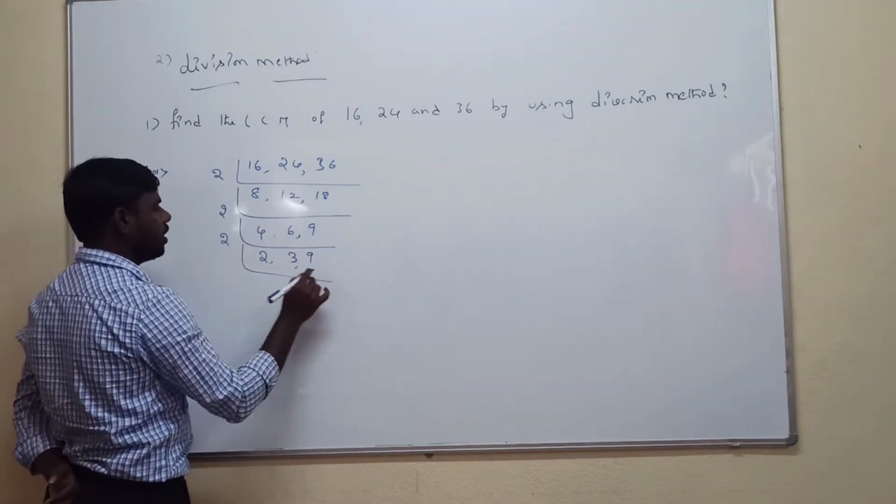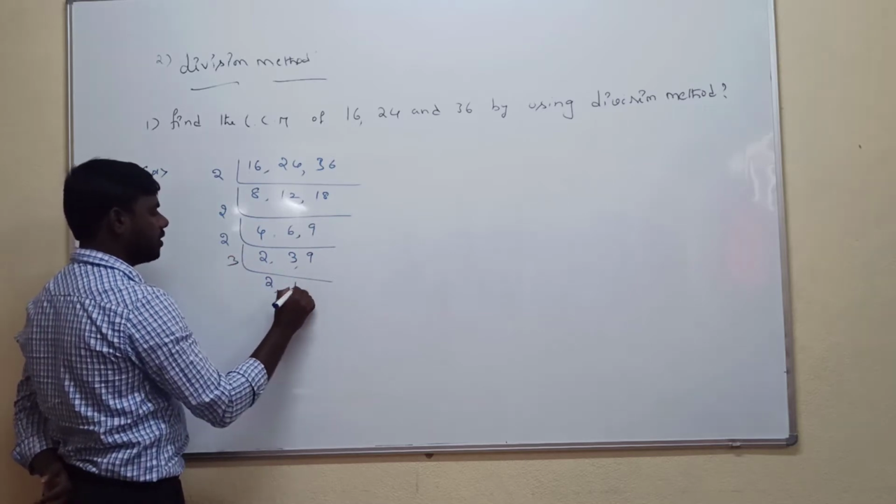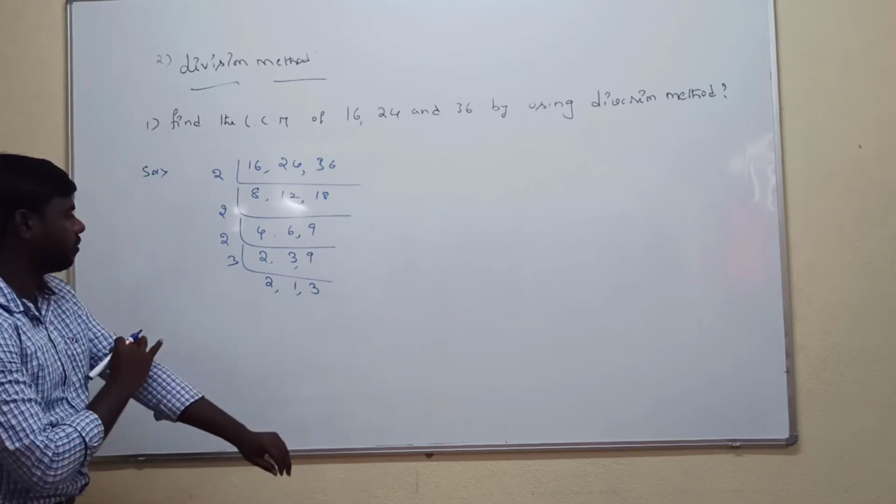The next one, you can take 3. 3 is not divisible by 2, so 2 is written as it is. 3 1s are 3, 3 3s are 9. So now, does everyone understand this?